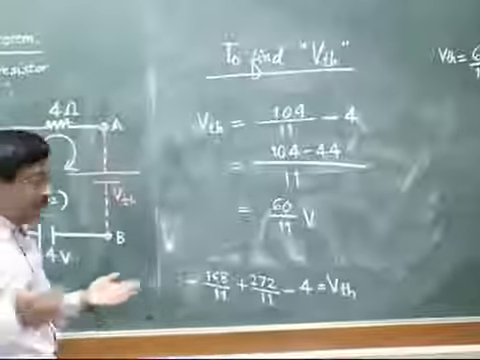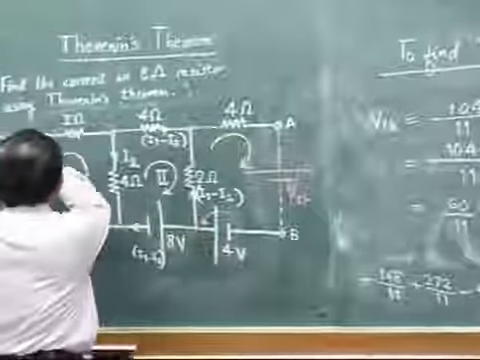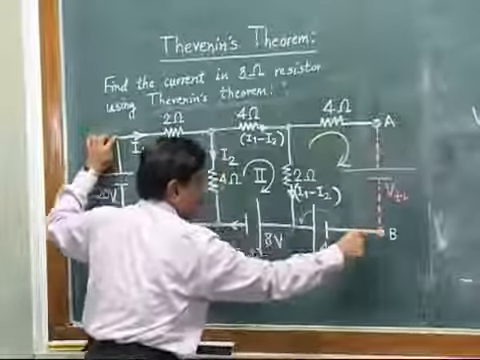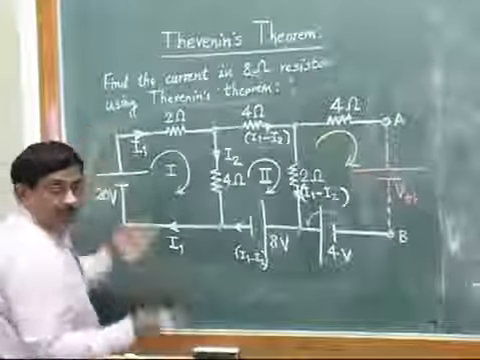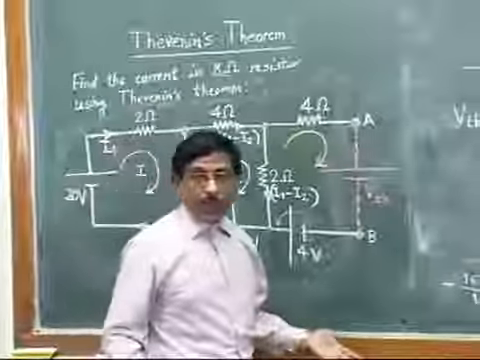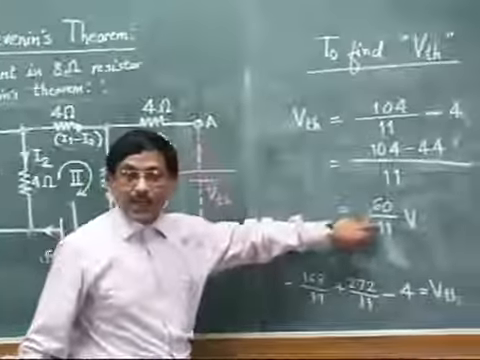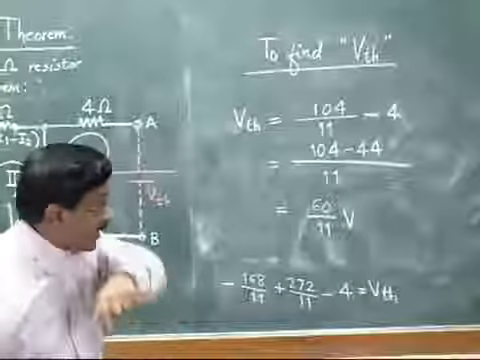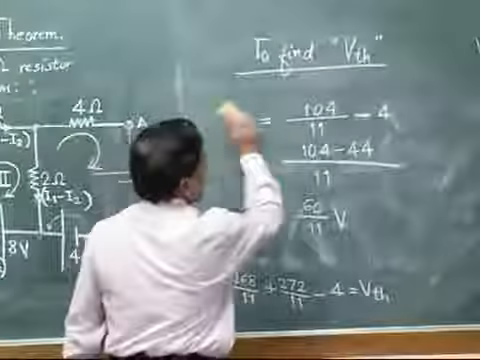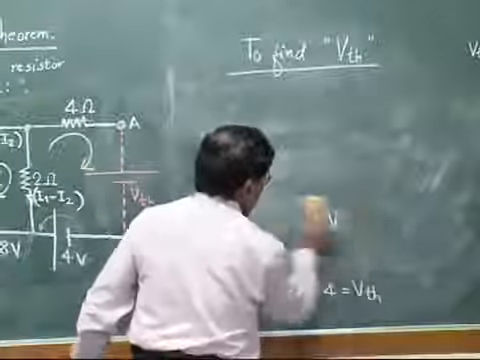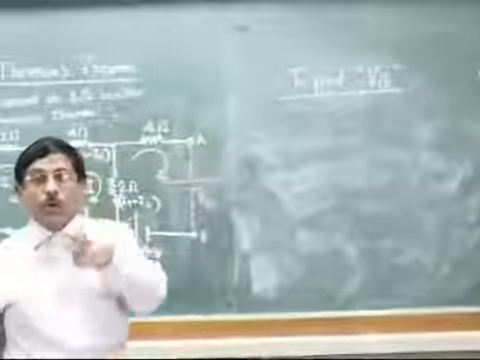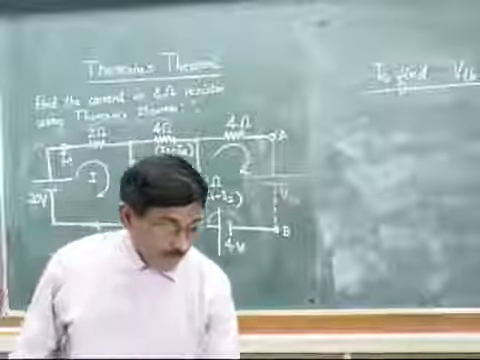Now the same thing you can do. Suppose you take this bigger loop, right from this end to this end, and you write the loop equation and put the values of I1 and I2, you will find that you still get the same answer. So step 3 we are using for finding out the value of VTH. And now we move to step 4.